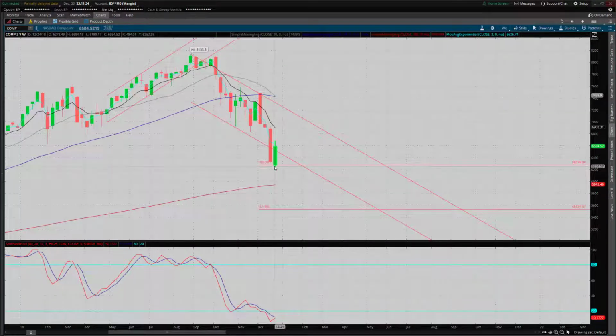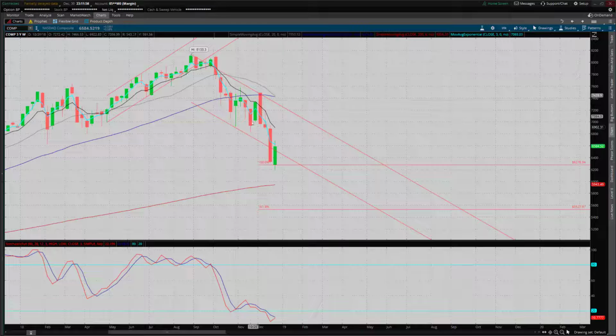This could have been a piercing candlestick, but it didn't actually close high enough to be that. It would have to close halfway back into this real body or more, and it did not do that. So not a piercing candlestick, which would be a potential bullish signal. Not a valid one. Didn't close high enough.